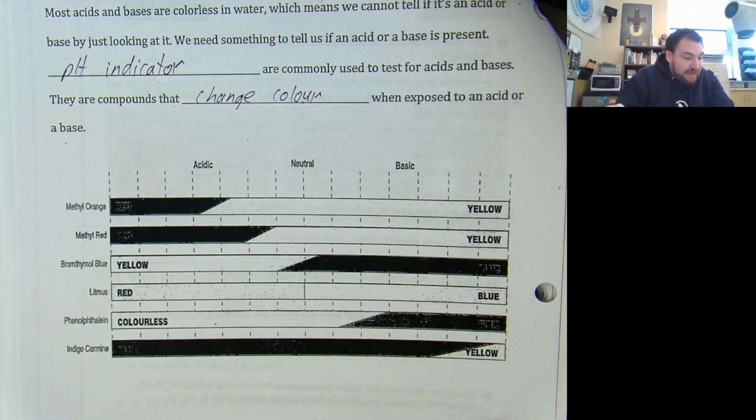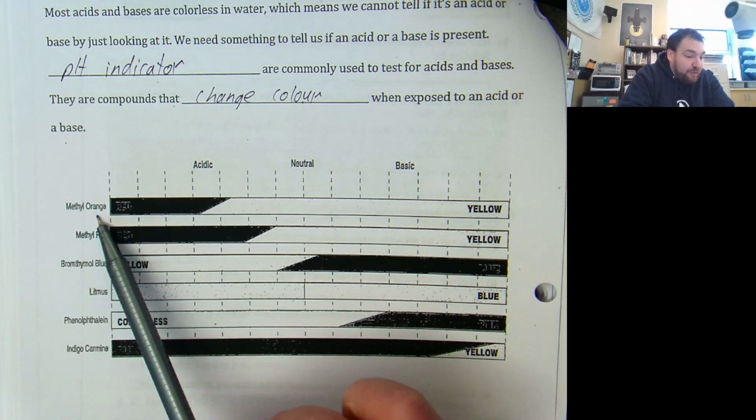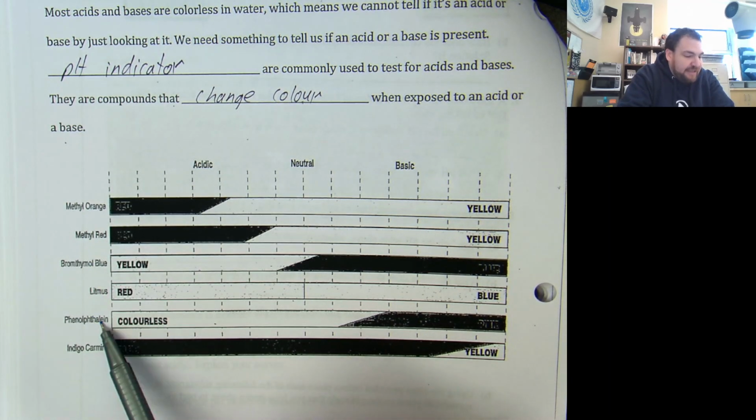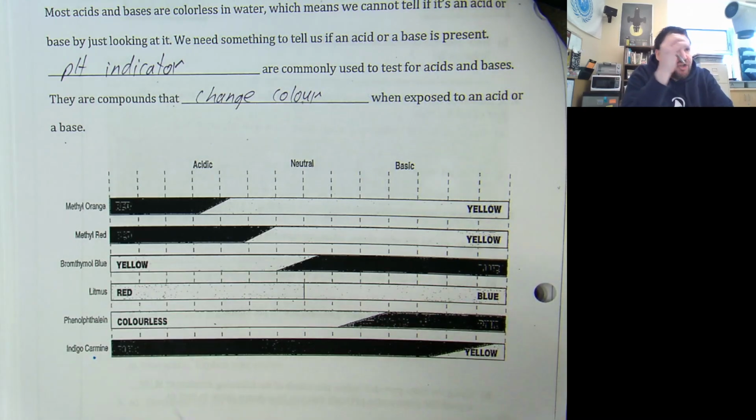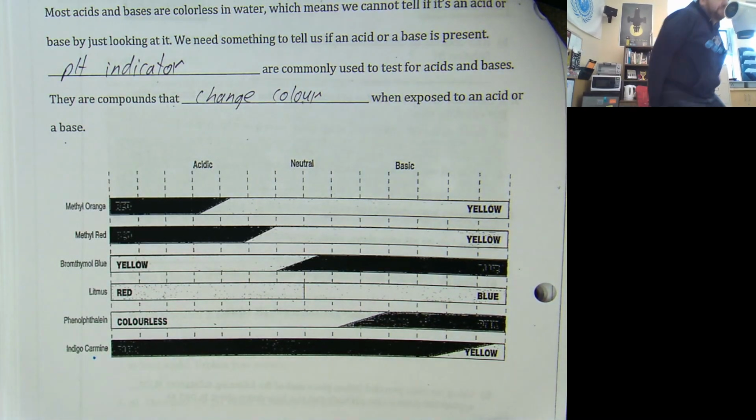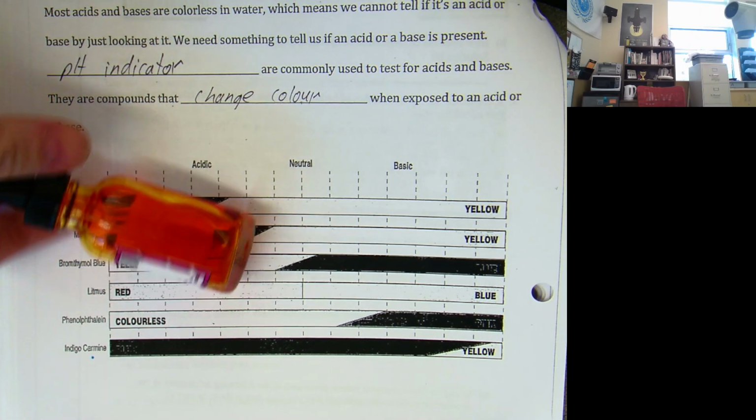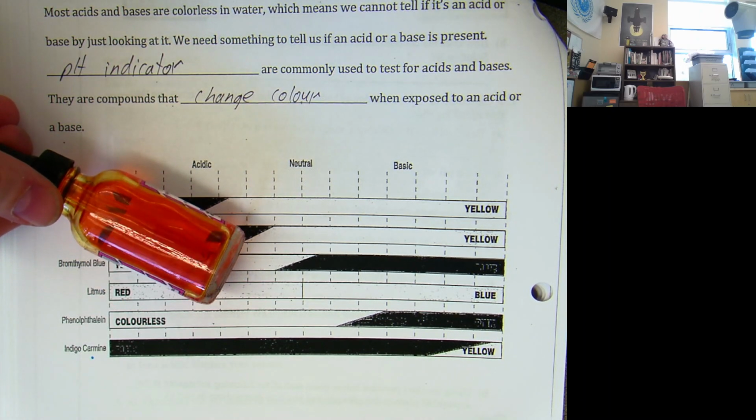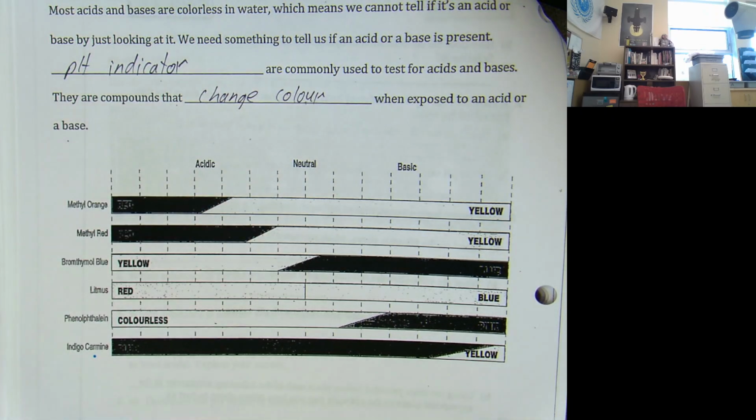Here we go. We have more than this in the lab, but the 6 most common, at least in my experience, pH indicators are methyl orange, methyl red, bromothymol blue, litmus, phenolphthalein, and a thing called indigo carmine. Now, methyl orange, I have some of these here. I can show them to you. Methyl orange is this guy right here. Methyl orange in the bottle is orange. On its own, it's orange.